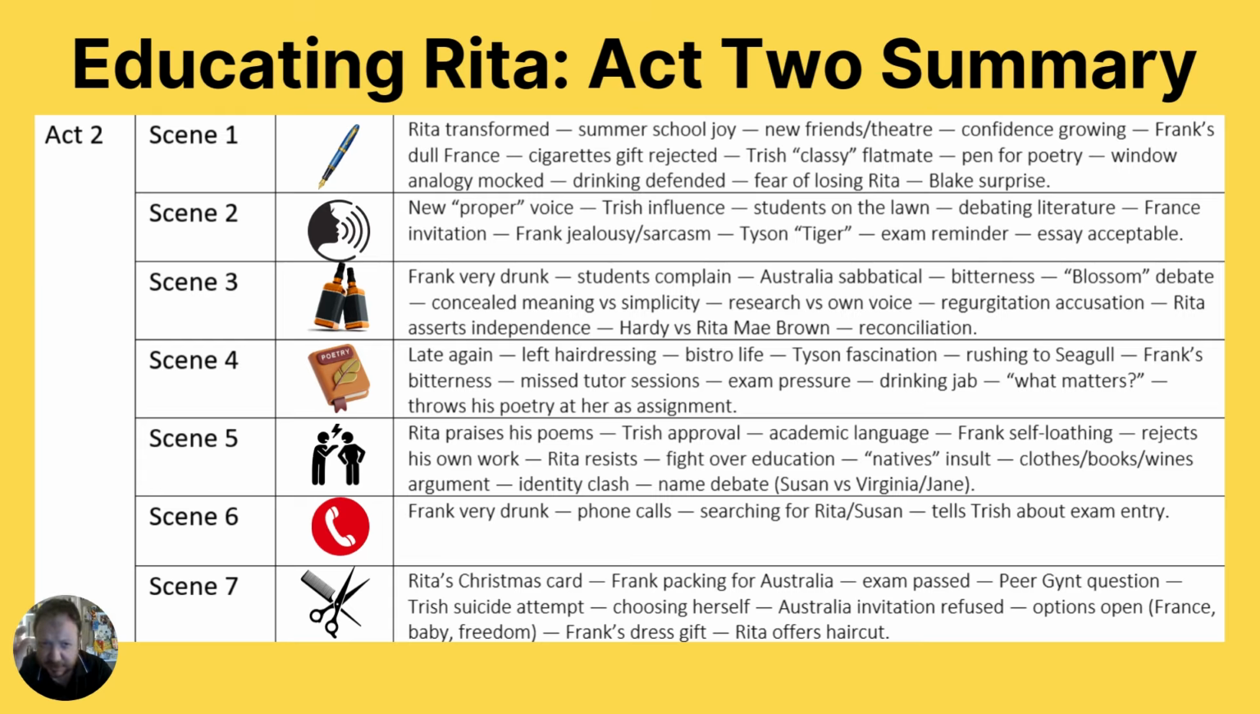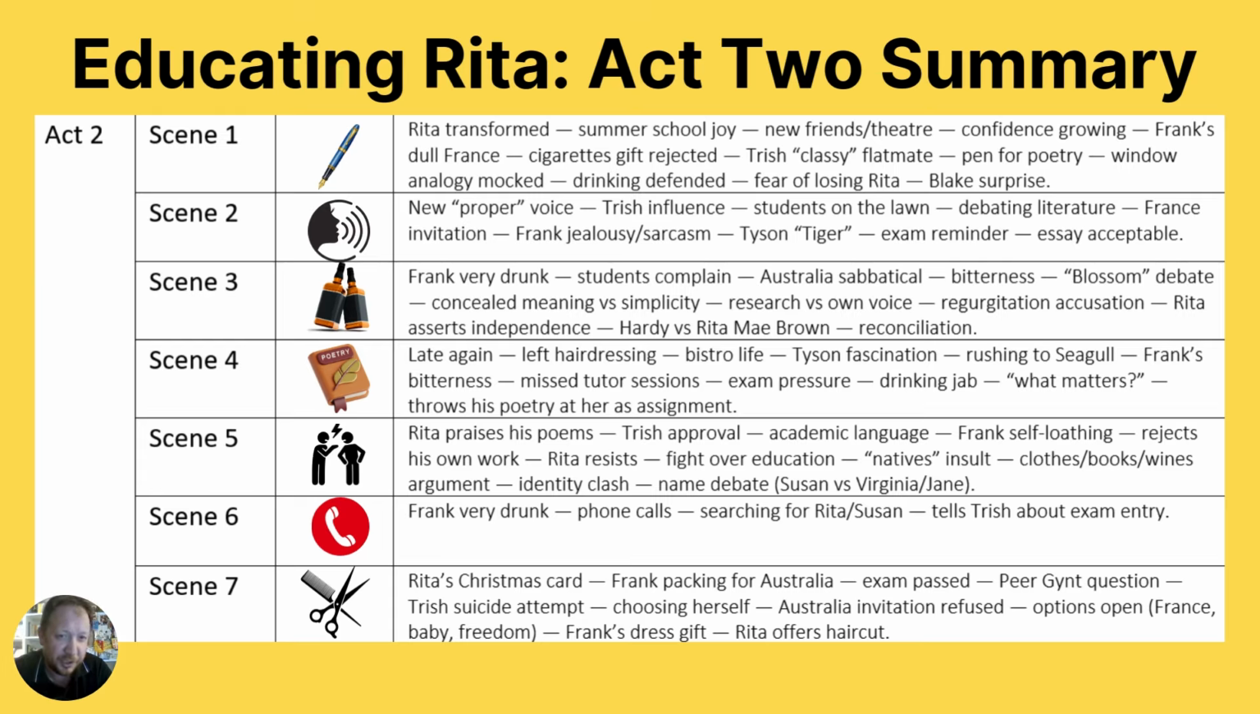Scene 6, the shortest scene in the play, where Frank is really drunk and he's making a phone call, trying to find Rita, really just to say that she's had the exam entry put in. He manages to speak with Trish, and then finally the last scene where Rita turns up. Frank's packing for Australia. She's passed the exam. It was the question that she did before.